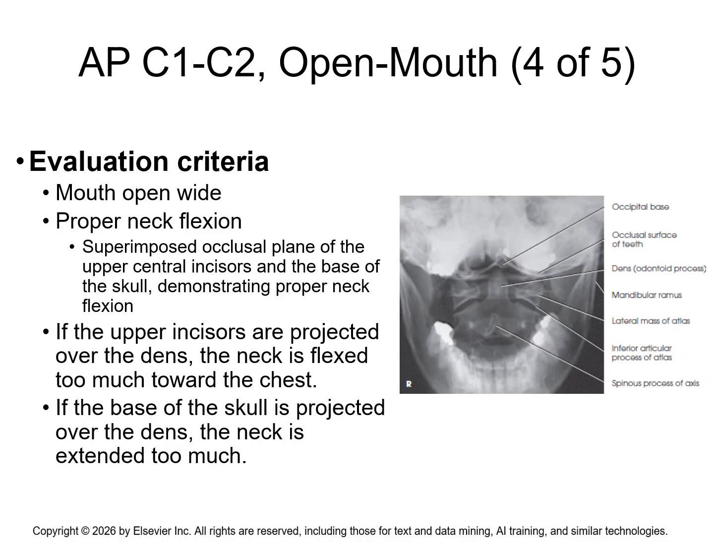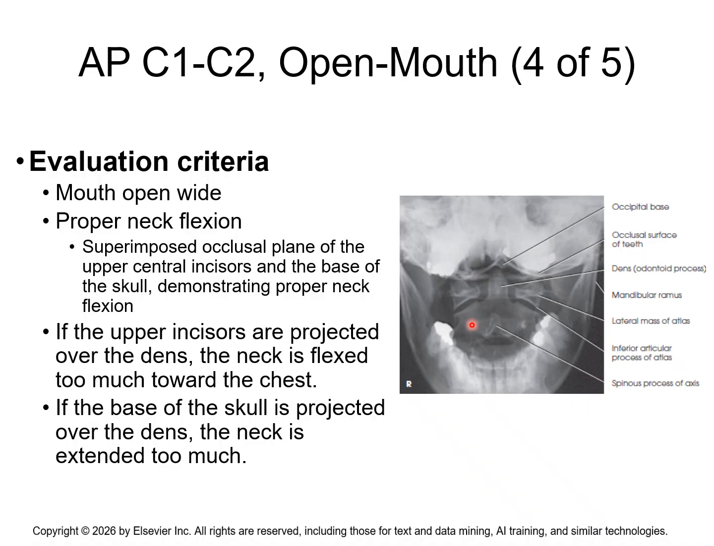Now, we have made the occlusal plane of the upper incisors and the base of the skull in the same plane. And we're going to talk about occlusal plane more specifically in just a few minutes. If the top of the teeth are over the dens, that means that your head is tilted down too much. If the back of the head is superimposing the dens, that means that your head is too far back.